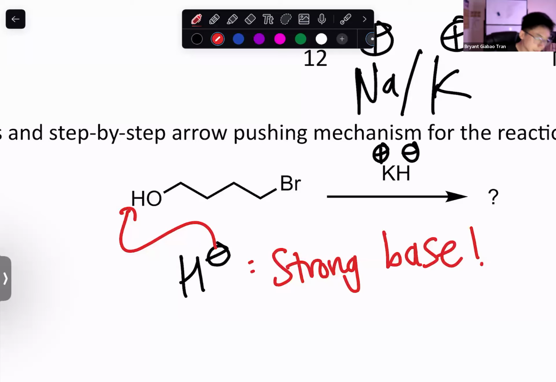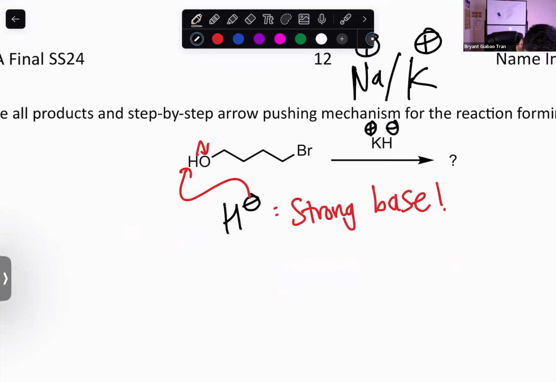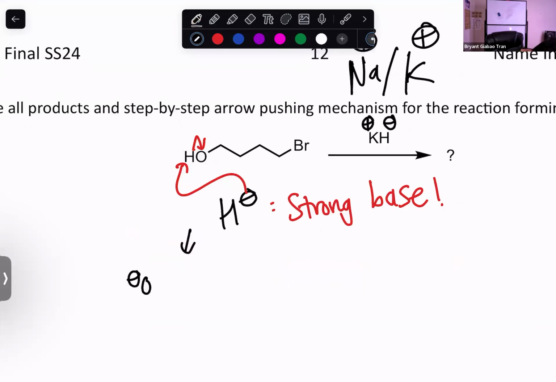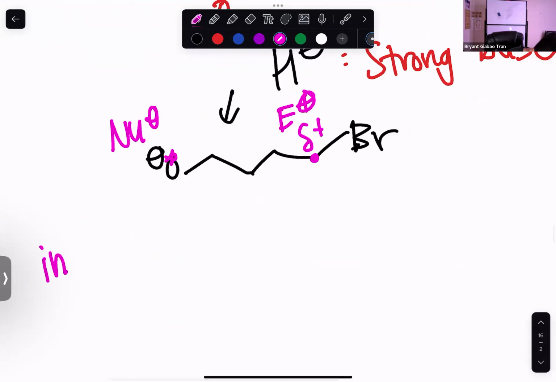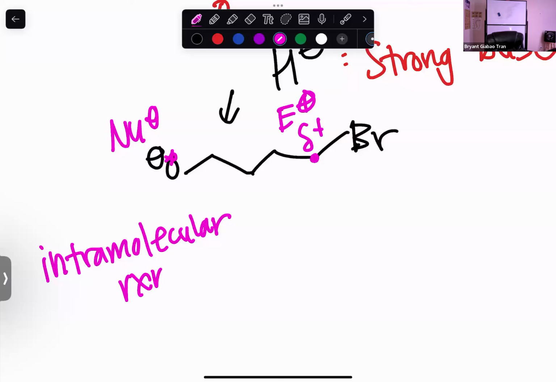So the acid-base reaction is one of the fastest reactions in OChem, alongside intramolecular reactions. So when we deprotonate that alcohol, we're going to create this alkoxide ion, the negative charge on the oxygen, which is our nucleophile here. And our electrophile is this positive charge carbon right here. If the nucleophile and electrophile are in the same molecule, this type of reaction is specifically called an intramolecular reaction. And all intramolecular reactions will always form a ring.